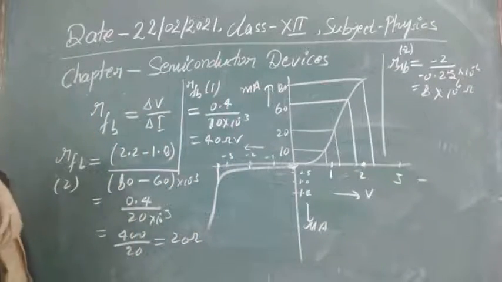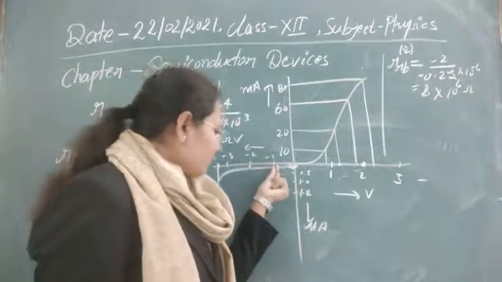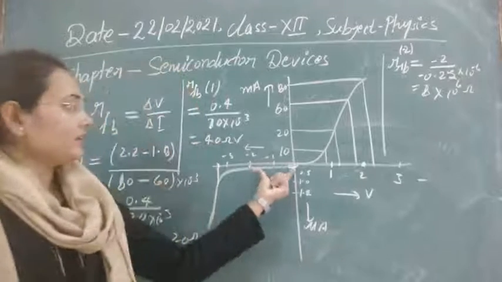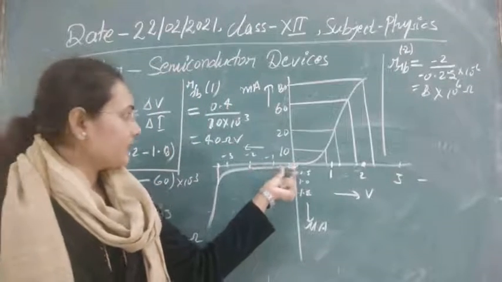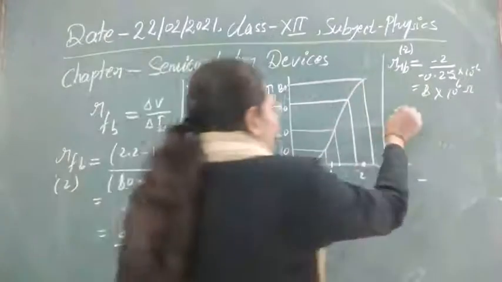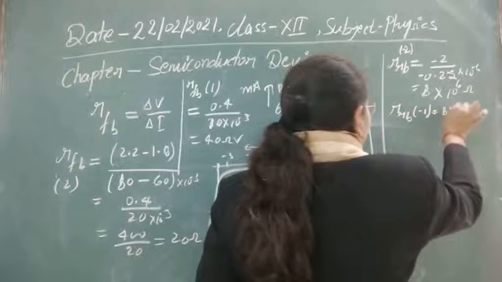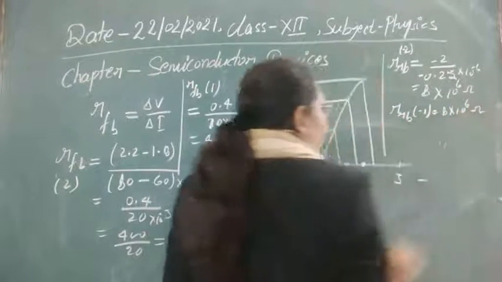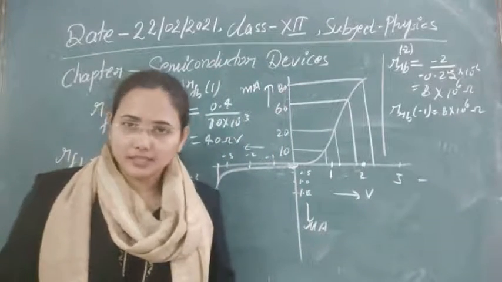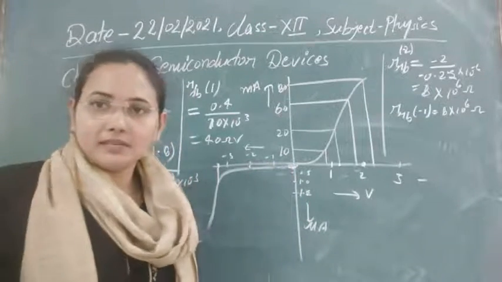So clear? Again we have to calculate the resistance at minus 1 volt. Again at minus 1 volt, the slope is linear here, the slope is the same. So obviously the value will also be the same as we calculated at minus 2. So again the resistance RRB at minus 1 is also equal to 8 into 10 to the power 6 ohm. In this way you can calculate the values of resistances by this chart in the case of forward and reverse biasing.